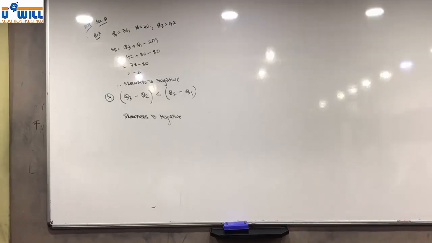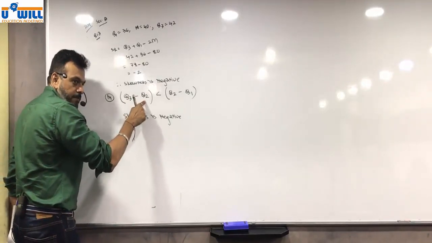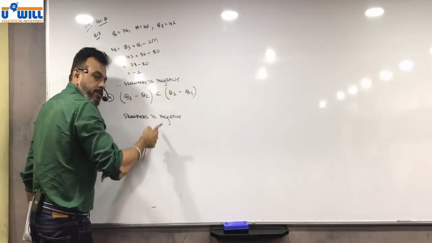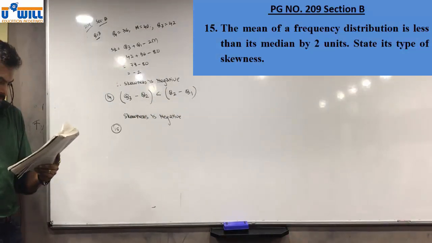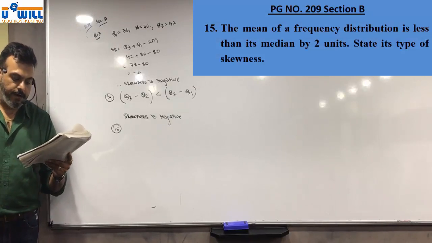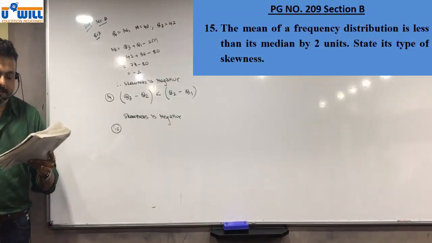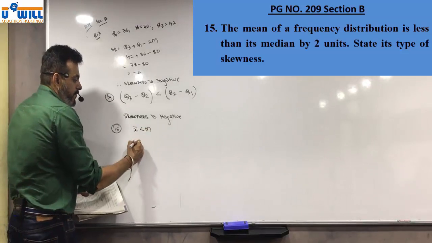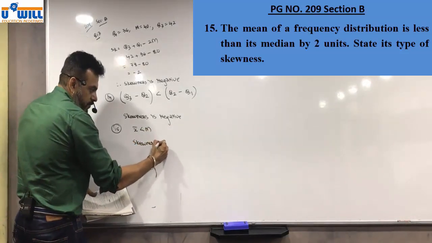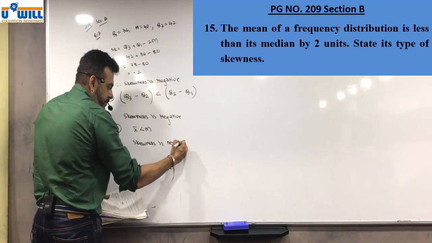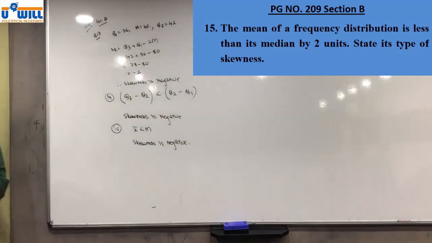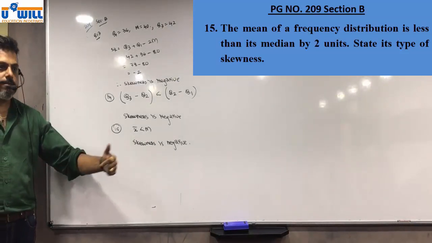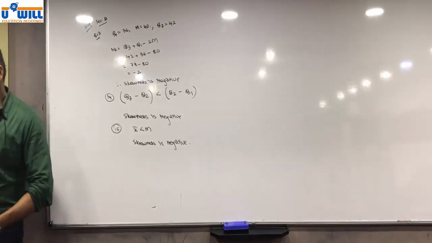You remember the condition of symmetric, right? In symmetric, one of the conditions is Q3 minus m is equal to m minus Q1. If more than, then positive; if less than, then negative. Okay. The mean of a frequency distribution is less than its median. So x bar is less than m. What type of skewness? Skewness is negative. X bar greater than m greater than z, so it is positive. X bar less than m less than z, which is negative.